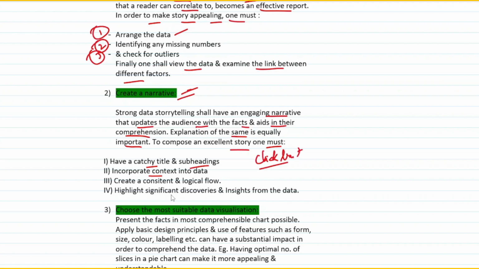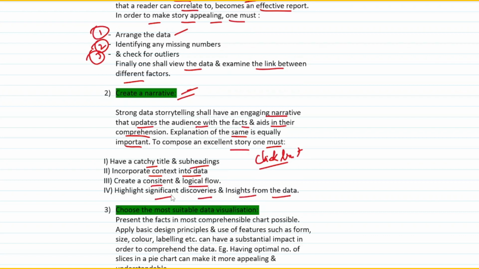You should incorporate context into data, right? So any context that is there, that should be brought into the data. Create a consistent and logical flow, right? It should not be haphazard, right? So whatever is the flow of the story, that should be maintained, right? For example, even if you watch a movie, if the movie doesn't have a story or there is no consistency, I guess you would feel very bored by looking at it. So hence, if you want to create a narrative, obviously you have to make sure that there is a consistency and a logical flow in that. Finally, you have to highlight significant discoveries and insights from the data, right?